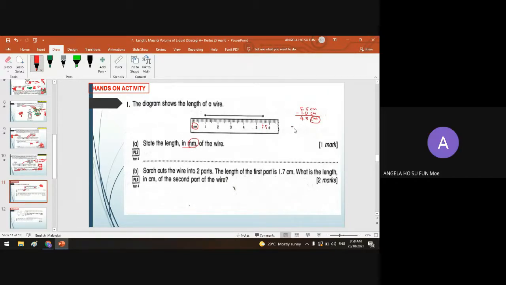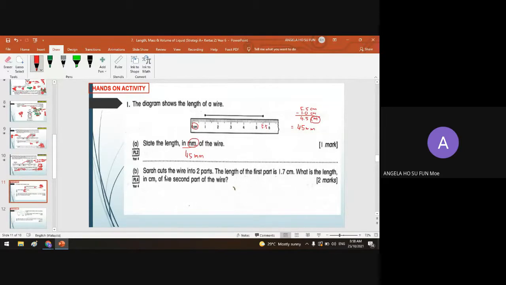I don't want teacher Yong. Wait a moment, I don't want teacher Yong. 45 millimeters. Yes, this is 45 millimeters. Very easy only.